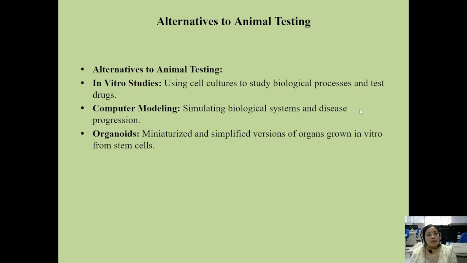Then come to alternatives to animal testing. In vitro studies use cell cultures to study biological processes and test drugs. Computer modeling simulates biological systems and disease progression. Organoids are miniaturized and simplified versions of organs grown in vitro from stem cells.